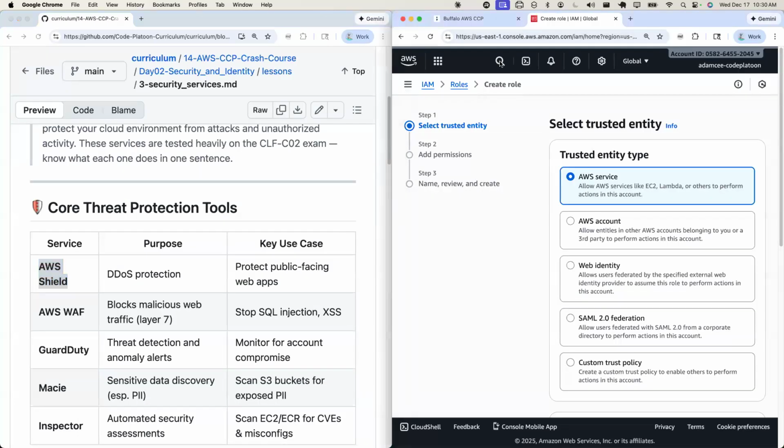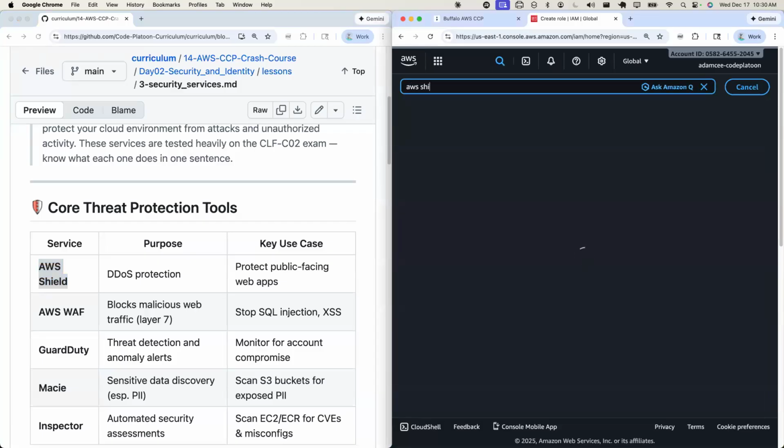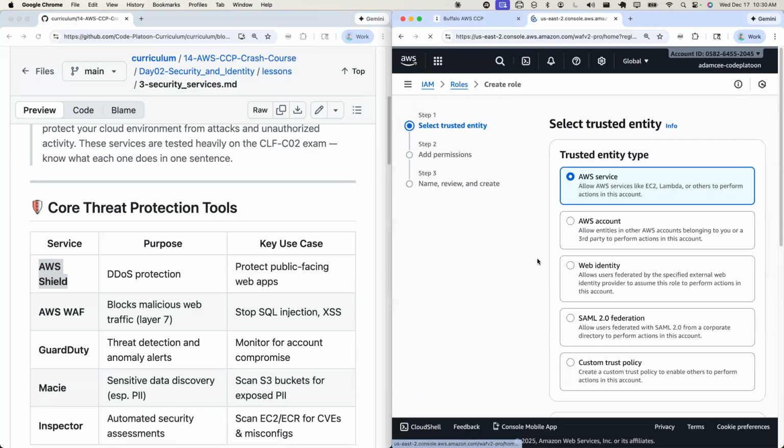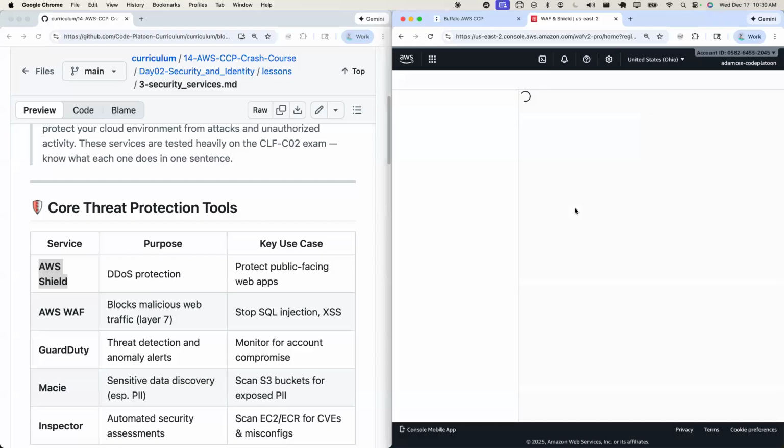And let's see if we can at least look it up in the console, just so we can see what it looks like. And we have WAF and Shield together.